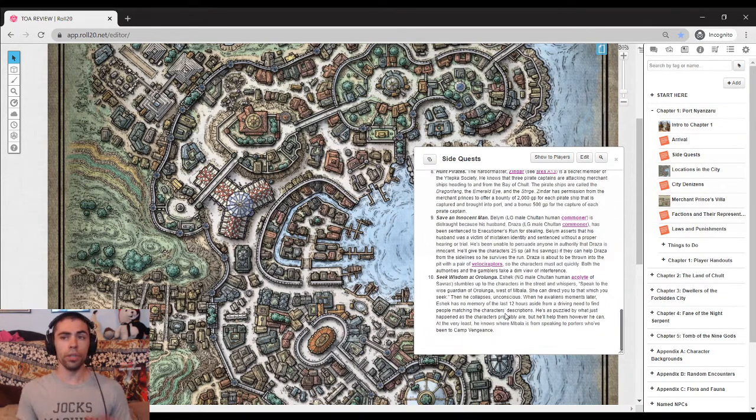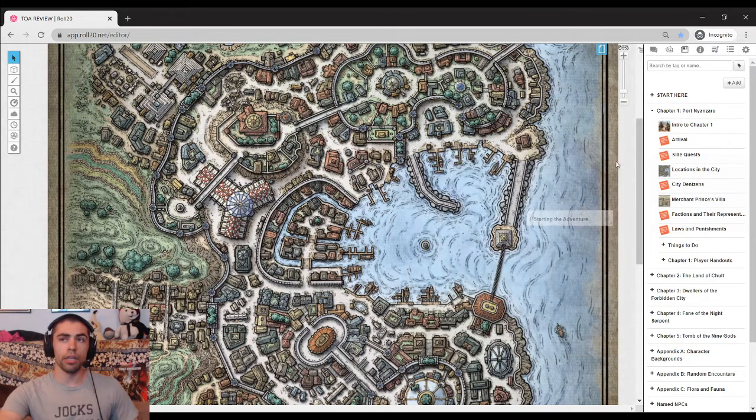So really, really great way to get your players involved. In fact, one of them is involved with the Red Wizards, which we'll get to in a moment, about all the different factions that are going around this campaign. So really, really awesome stuff.